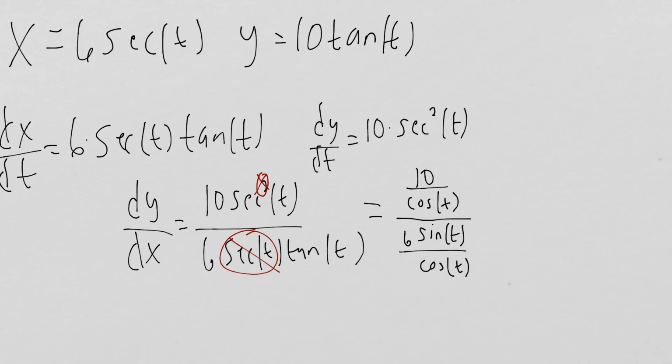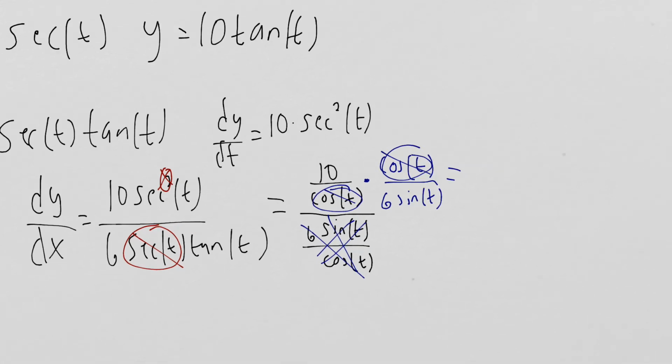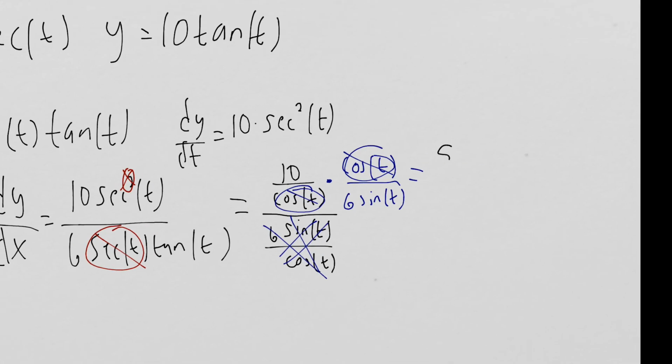So then to divide fractions, we can always just copy dot flip, copy switch flip, whatever you want to say. So we could have 10 cosine over 6 sine cosine. Okay, so we just copy switch flip to do this. And then, oh, the cosines are going to cancel. So we get 10 over 6 sine, which is 5 over 3 sine.